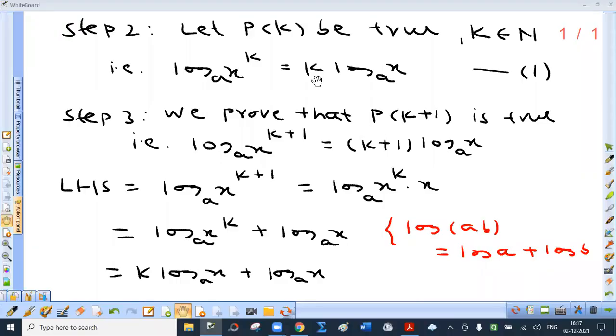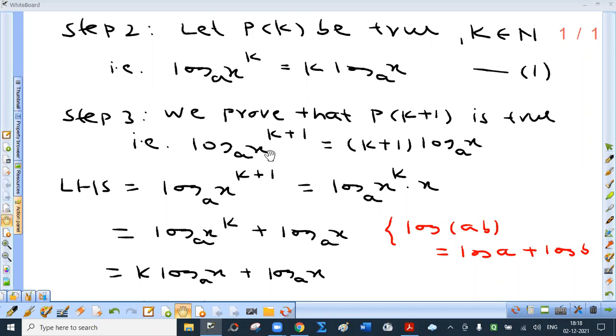Now second step, let P of k be true for k belonging to set of natural numbers. That is log x raised to k to the base a is k log x to the base a. First one. Now we prove that P of k plus 1 is true. That is log of x raised to k plus 1 to the base a is k plus 1 into log x to the base a.